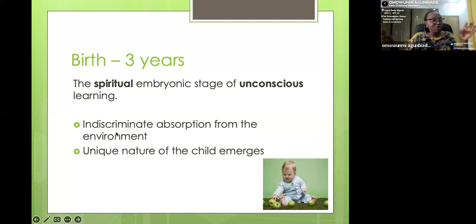It just absorbs so many things. So sometimes the child will say something and you say, Kai, who told you that? Kai, why are you doing that? They will learn some bad habits that, if you are not careful, you will beat the life out of the child. But the child does not even understand what he's doing, because they're absorbing from the environment.